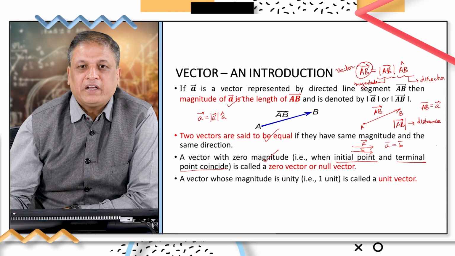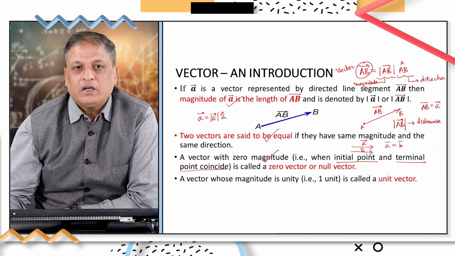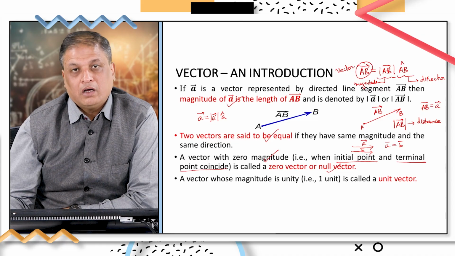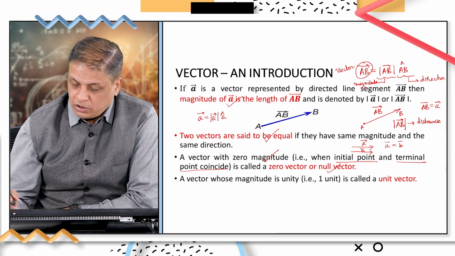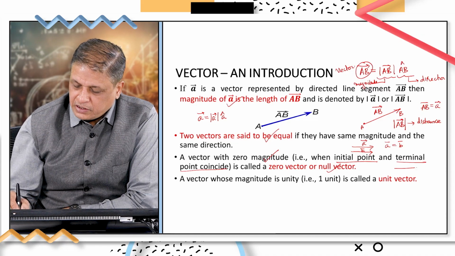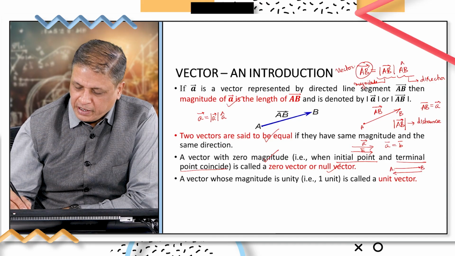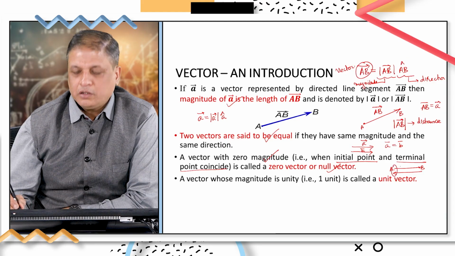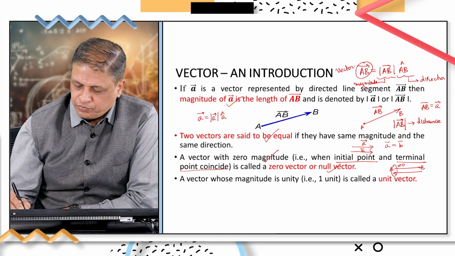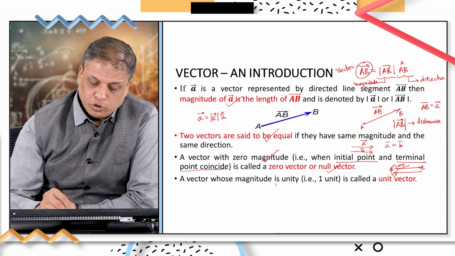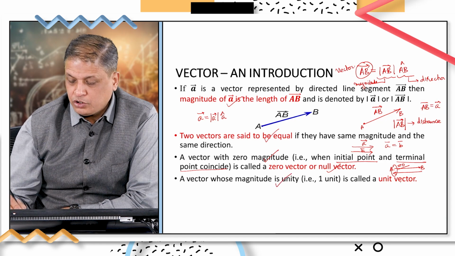So, the displacement can be a 0 vector or a null vector, because the direction is reversed. We move from A to B and then from B to A. Displacement is the minimum distance from the starting to the ending point, so the displacement is 0. But the vector whose magnitude is unity is known as a unit vector.